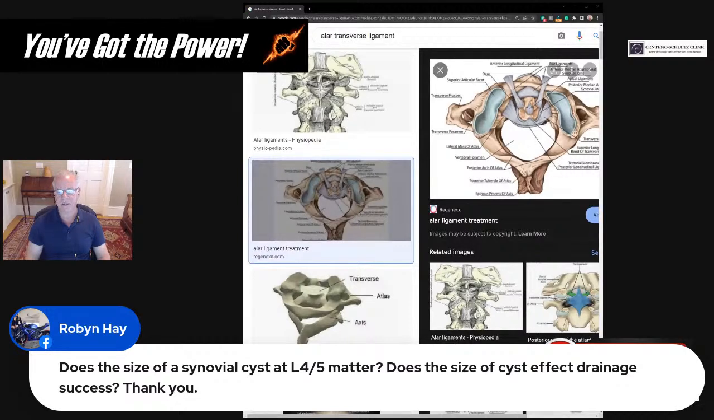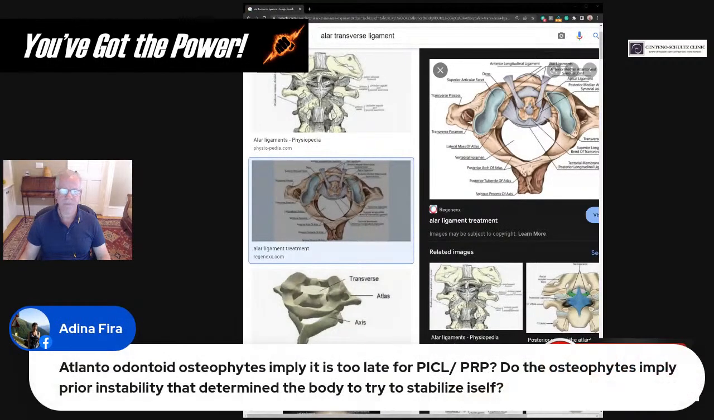Robin, does the size of a synovial cyst at L4 or 5 matter? Does the size of the cyst affect drainage success? No, that's usually not the big thing. Usually people fall into 1 or 2 camps: about 6 in 10 times, when you drain it or burst it, it goes away and the person's fine. About 4 in 10 times it needs to be surgically removed. So that's generally how it goes, but the size usually isn't the big operative issue there.